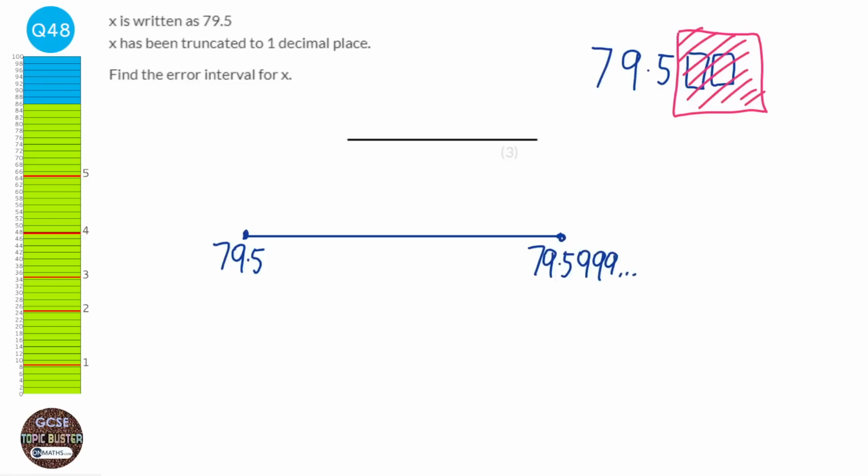So to do our error interval, the smallest it could have been is 79.5, and we'll call this x. But we're looking at any number that is less than 79.6. So any number that's less than 79.6. If it was 79.6, then when we cut it off, it would show as 79.6.